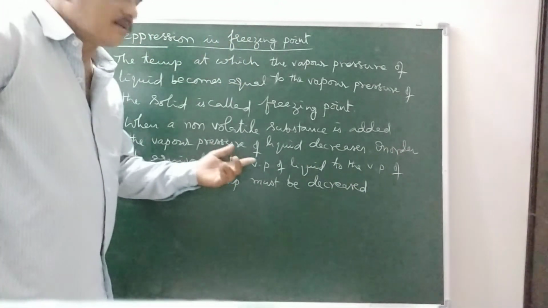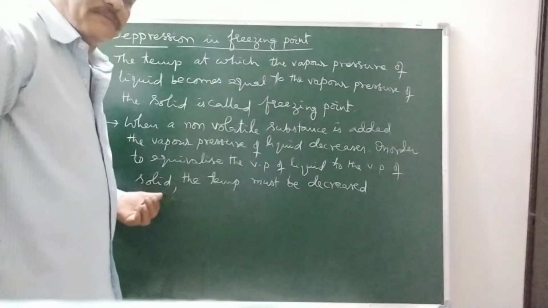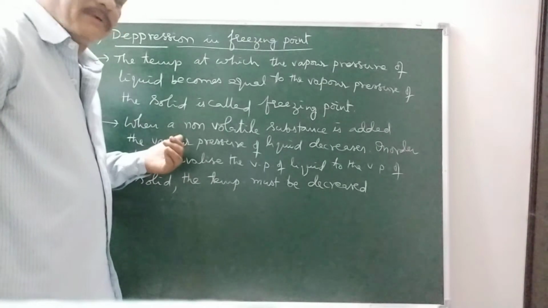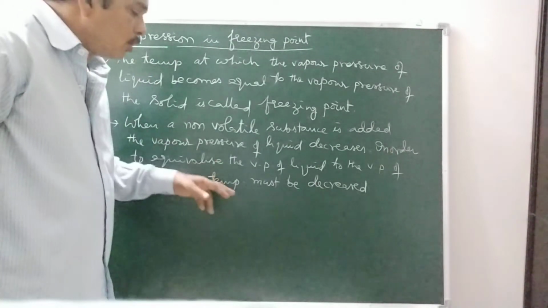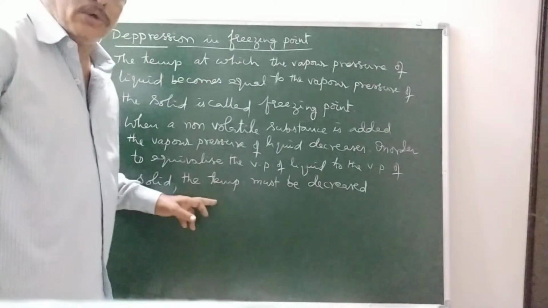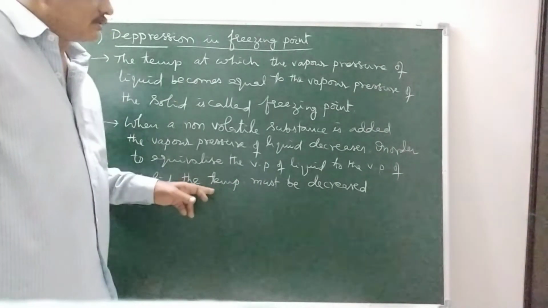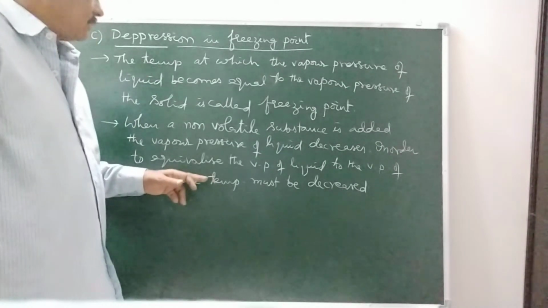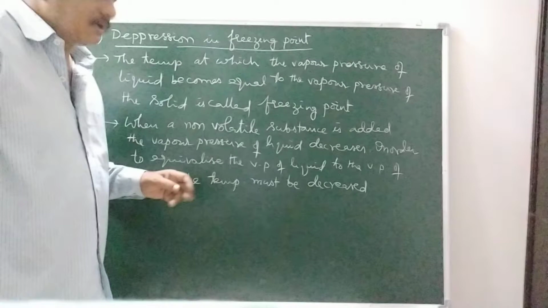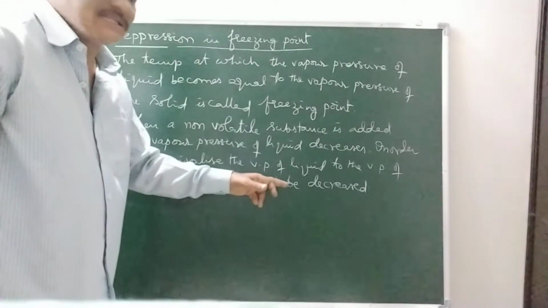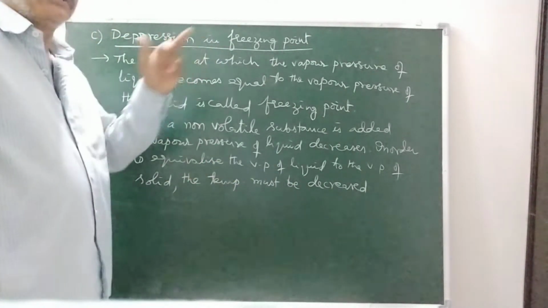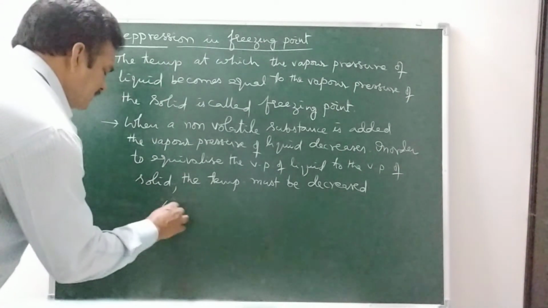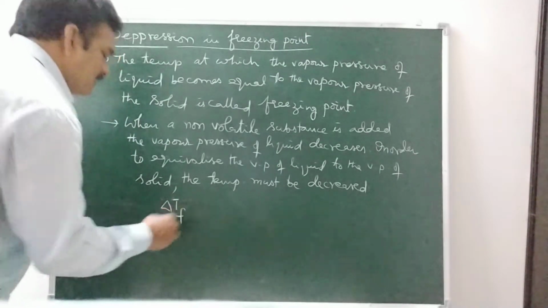Or the vapor pressure of the solid becomes equal to the vapor pressure of the liquid at a low temperature. That low temperature is called the freezing point of the mixture. That means the freezing point of the mixture is decreased. That is called depression in freezing point. This depression in freezing point, take it as delta Tf.